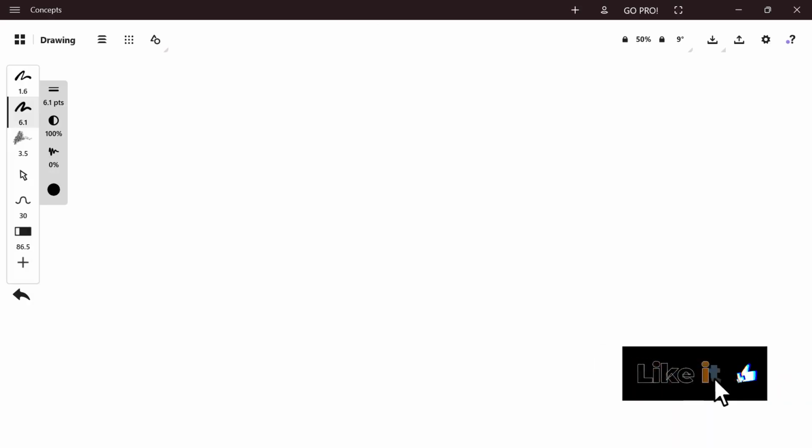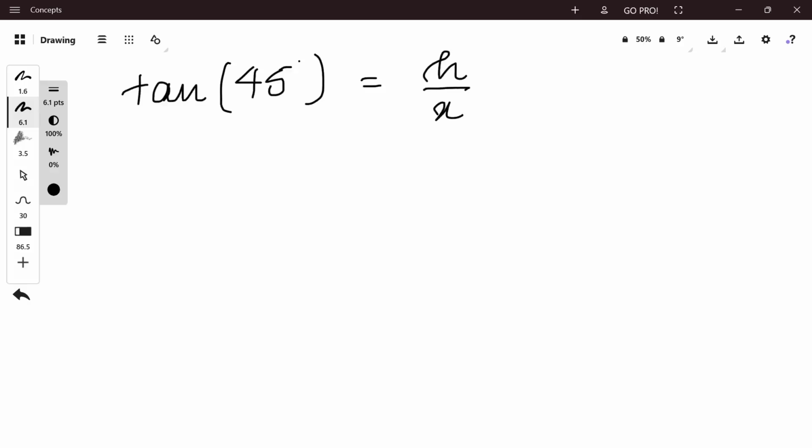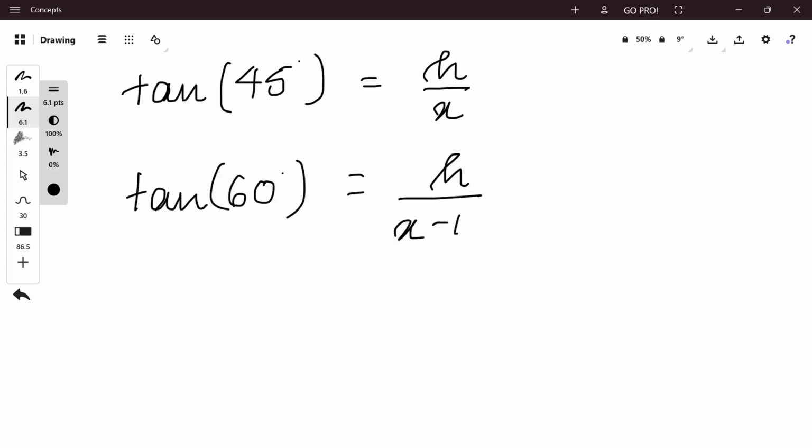Let h be the height of the building and x be the initial distance from the building's base. We have two right angle triangles and two angles of elevation. That is, tan 45, which is equal to h upon x, and tan 60, which is equal to h upon x minus 10.